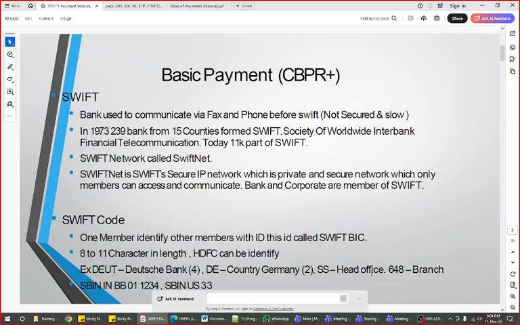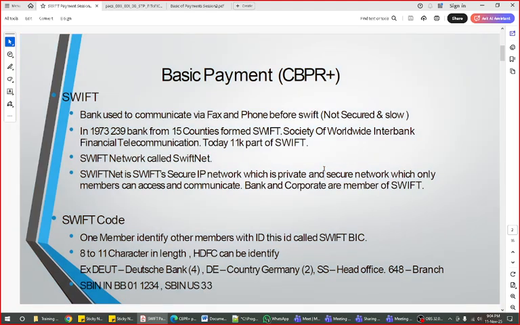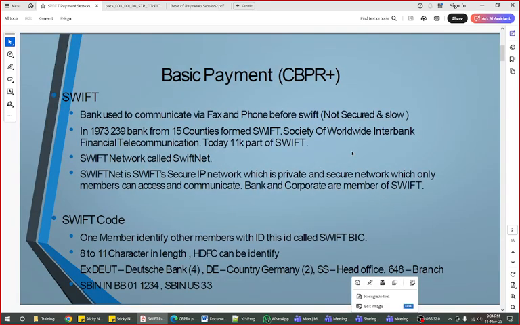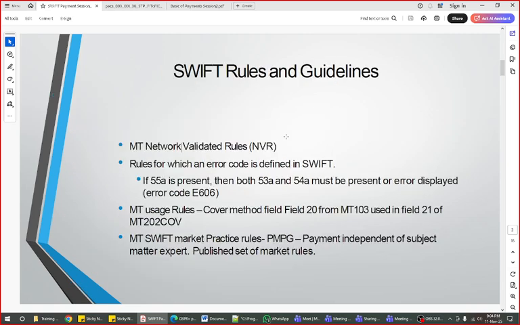Like this, head office and all. So this is the Swift code for basic payment, for CBPR countries, and it is joined by a network called SwiftNet. It is a secured IP protocol. There has been no activity to date where this has been breached by someone, and anybody can have a loss from this. That's the one good thing about this Swift network.